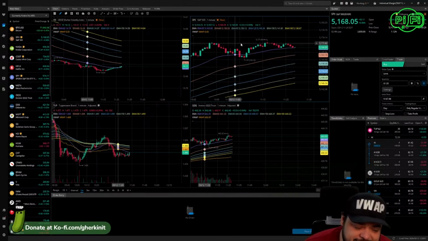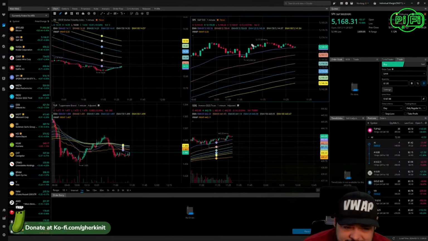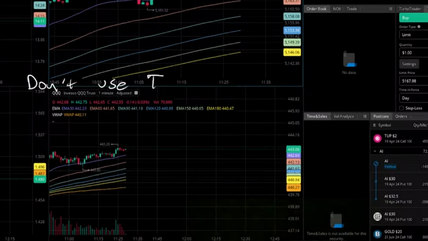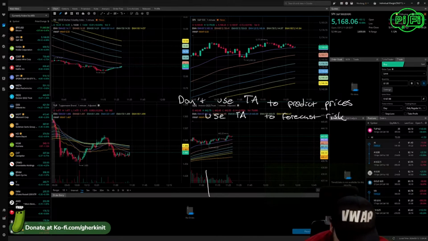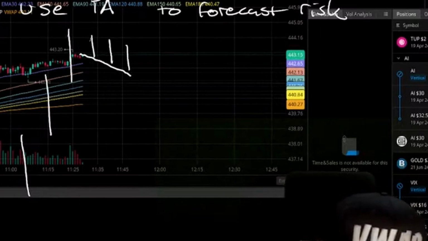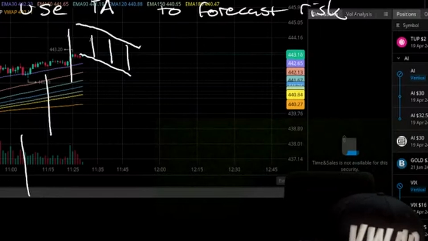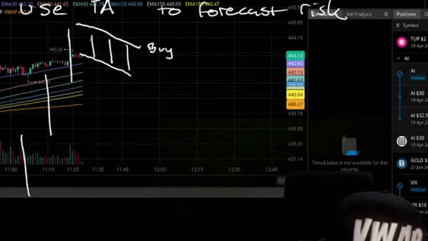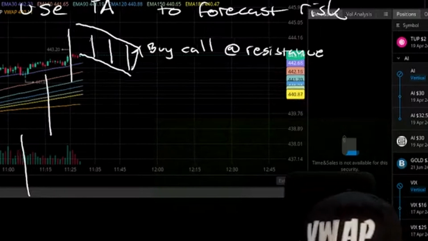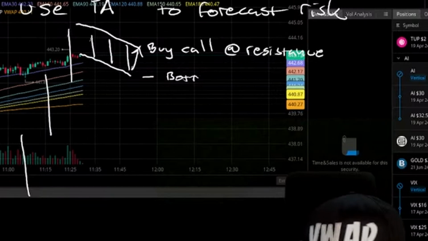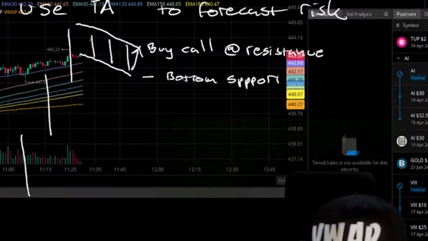That comes from trying to use, and you've got to train yourself not to use, don't use TA to predict prices. Use TA to forecast risk. So say you get your bull flag, right? And you have your support here on the consolidation, you have your resistance here, and you buy a call at resistance, hoping the bullish consolidation breaks up, right? But you set your stop on your call at the bottom support, right? And this is what TA is best for.